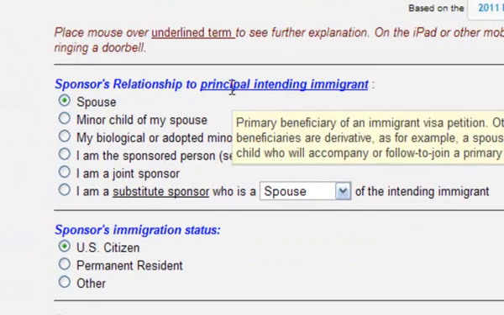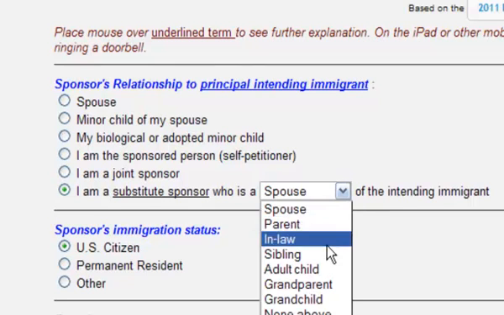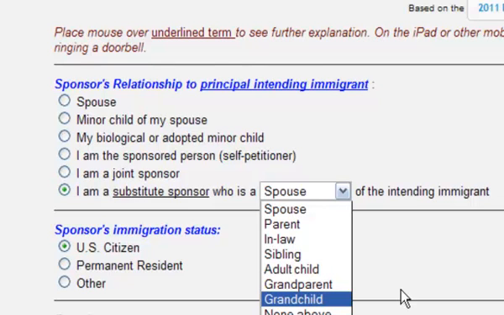The sponsor's relationship to the principal and intending immigrant is also an important piece of information. It could be a husband or wife, a stepchild, an adopted child, or their own child, a self-sponsoring person who's usually the victim of a crime or somebody who's been abused by the other spouse, a joint sponsor, that's somebody whose income is being used to help another original sponsor whose income is insufficient for the purpose, a substitute sponsor, which is somebody who substitutes in if the original sponsor dies during the processing of the permanent residency application, but before it is granted or denied. And there are a series of relationships that are suitable for that, with different consequences that can be selected from the drop-down box.